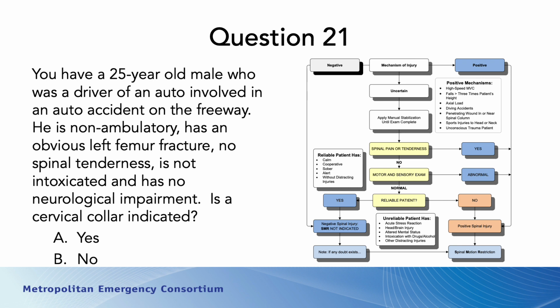Well, if you look at our algorithm on spinal injuries, if you go down here, it basically says if you have an unreliable patient, you place them in a cervical collar. And one of the determinants of unreliable patient is other distracting injuries. If you had a patient with a femur fracture who is awake, I think you know how much discomfort they have. So I would consider a femur fracture to be a distracting injury, so the expectation should be that you place the patient in a cervical collar.